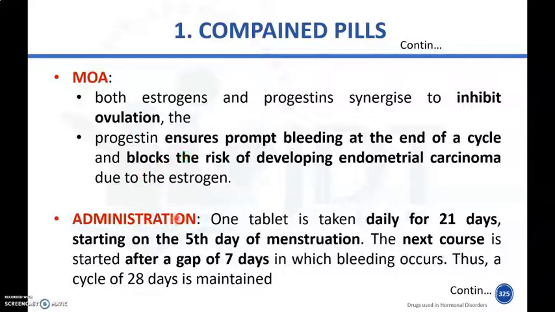Now how will we administer the combined pill? We will take one tablet daily for 21 days starting from the 5th day of menstruation, and the next course of 21 tablets will start after the 7 days in which bleeding occurs. Thus a total of 28-day cycle will be maintained. So that is the method of administration of the combined pill.